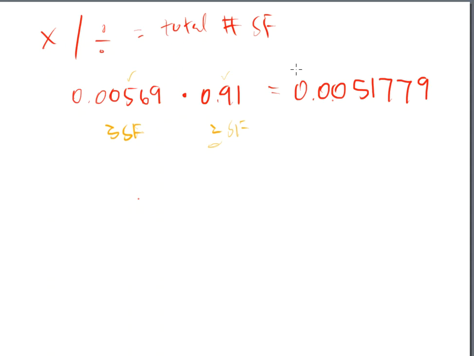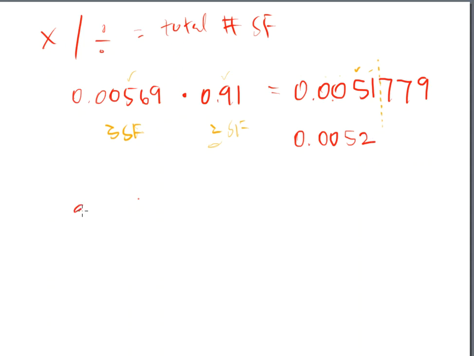So leading 0 doesn't count, leading 0 doesn't count, leading 0 doesn't count. Ding, ding, there's my first sig fig. There's my second sig fig. And that is where I need to round this number at that spot. That would be my second sig fig that I need to report. So when I do this rounding, it's going to be 0.0052. And that is going to be the appropriate number of significant figures for that calculation. All right. Division's done the same way.